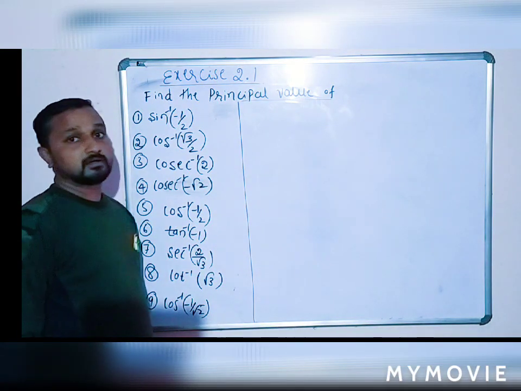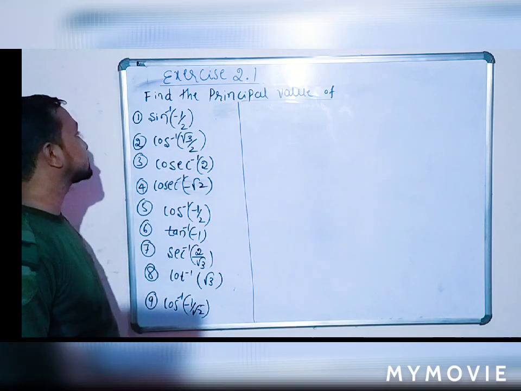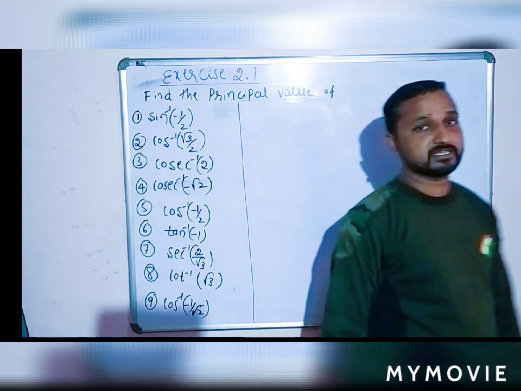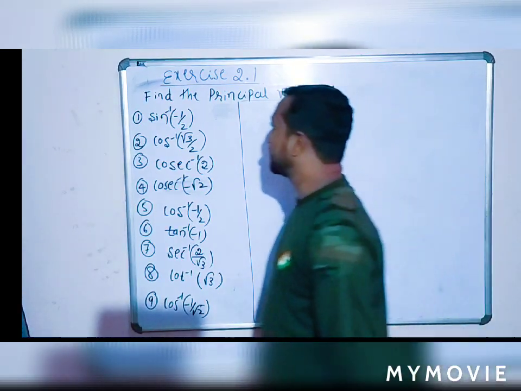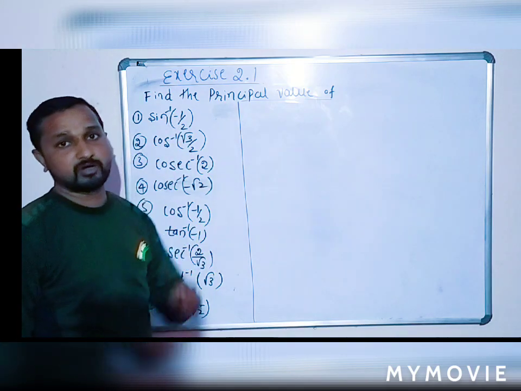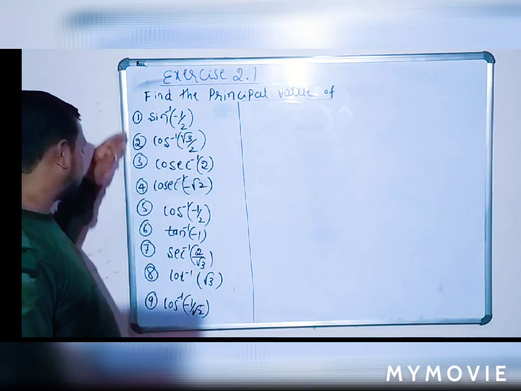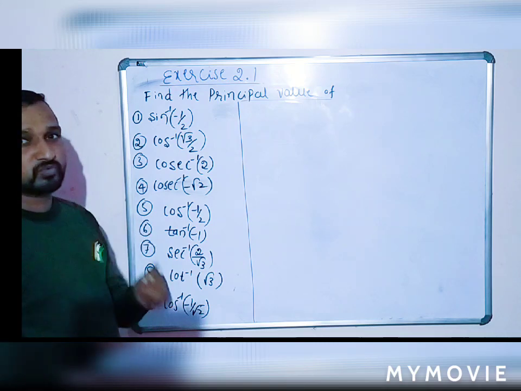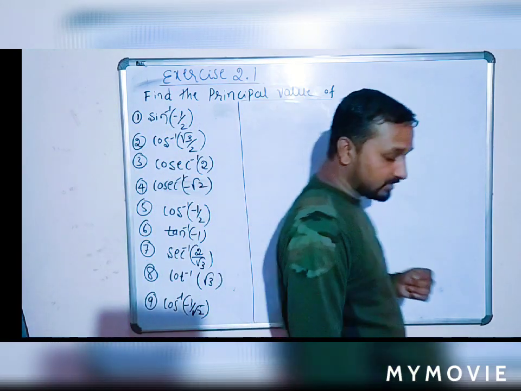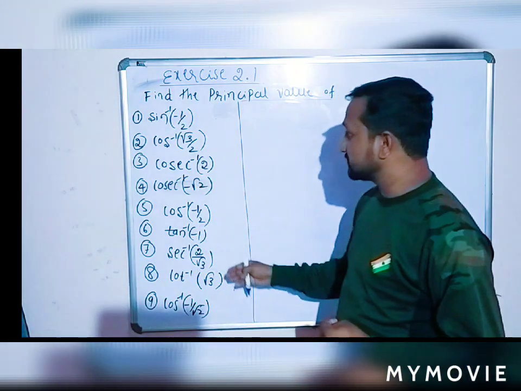Students, this is the first exercise of inverse trigonometric functions. I already solved two examples and I will give three as homework, the same kind of examples. Find the principal value of. There are 10 examples here. One example is over in that concept. So these 10 examples are being solved.